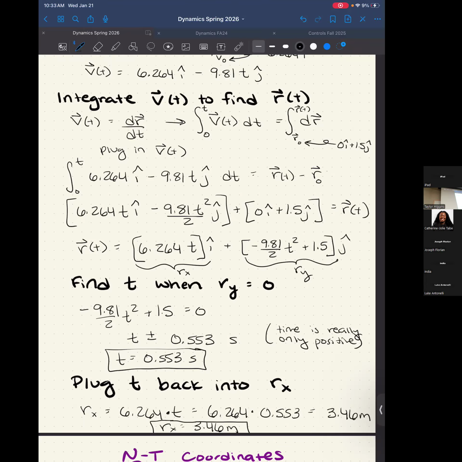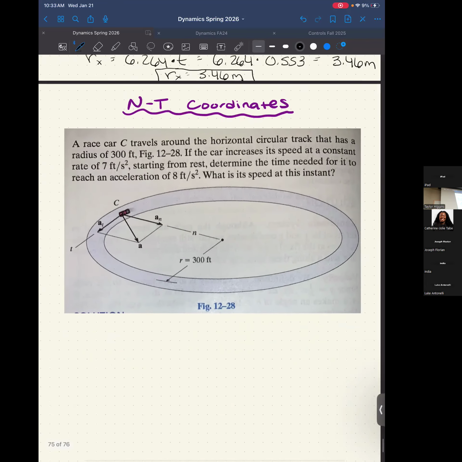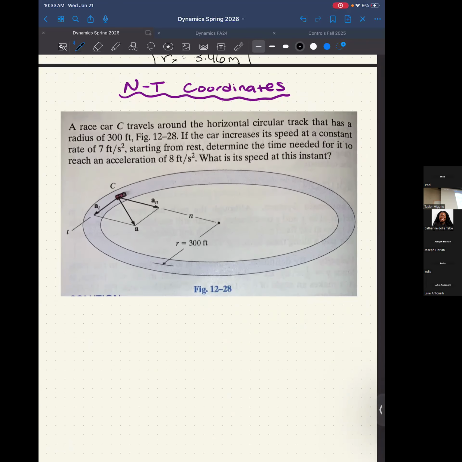It's a matter of organization, which, as the problems get longer, gets more and more important. Okay, all right. Let's do our normal tangential coordinates problem.